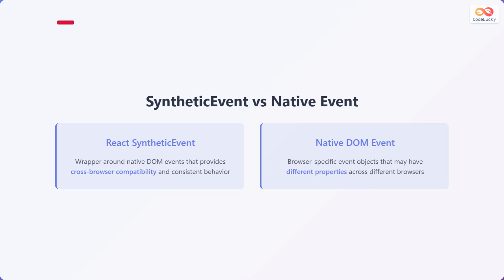React uses SyntheticEvent. It is a wrapper around the browser's native DOM events. This ensures that your event handling behaves consistently across different browsers. Native DOM events are specific to each browser and may have different properties. SyntheticEvent provides a unified interface, making your code more reliable and portable.